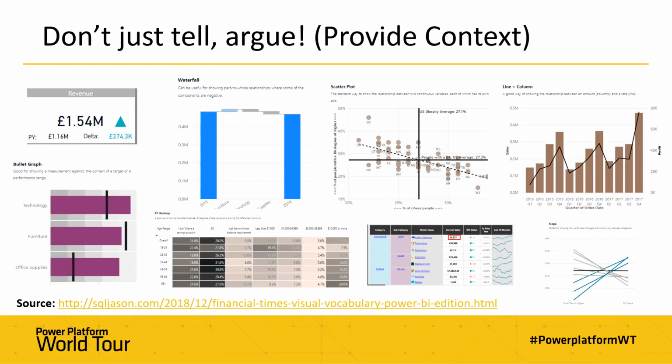I've borrowed a lot of these examples from SQL Jason, Jason Thomas, who works at Microsoft in the US. If you just put him into a search engine and type in visual vocabulary, it will come up with all these different types of graphs: distribution, showing part to whole, and the types of graph you can use to show each of those. So I've picked out a few examples here that I think show context quite well.